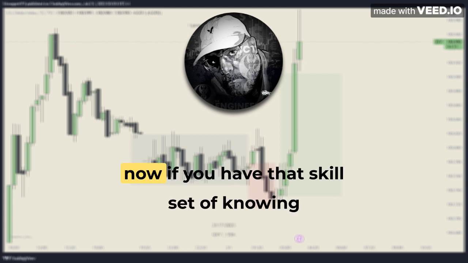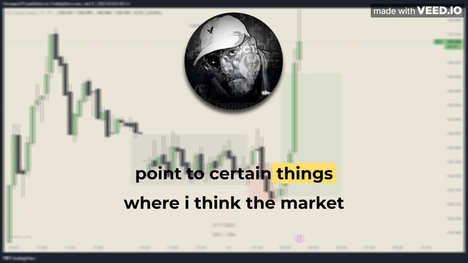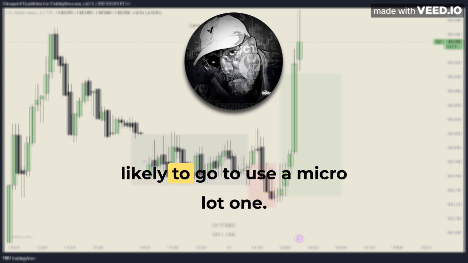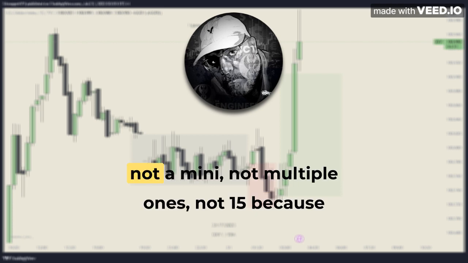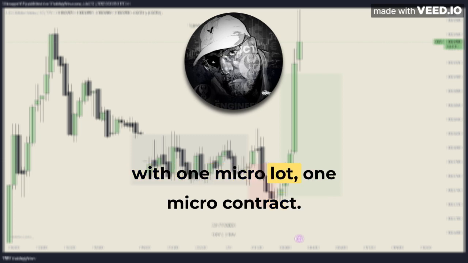Now, if you have that skill set of knowing, or if you're going to borrow mine when I point to certain things where I think the market is likely to go to, use a micro lot, one, not a mini, not multiple ones, not 15 because your funded account says you can do it. Trade with one micro lot, one micro contract.